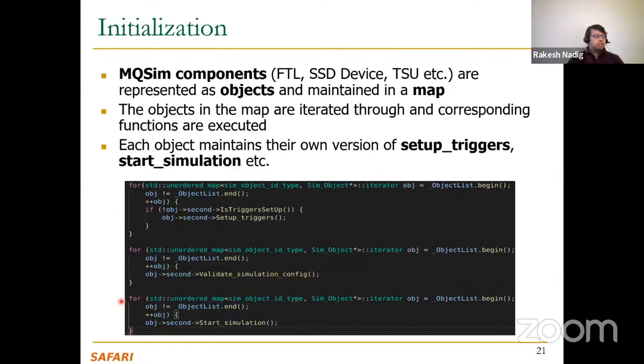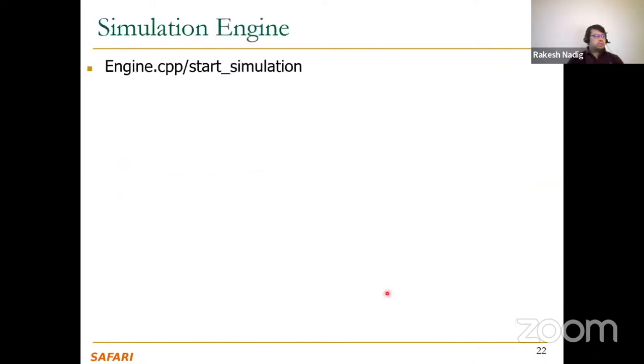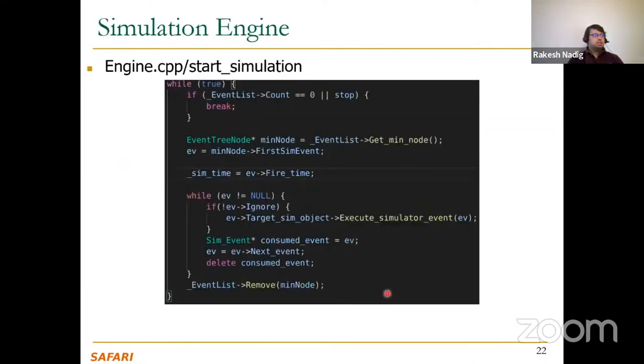And then it will also go through the different objects, and it will execute the start simulation. That is the entry point for all these objects. In start simulation, we have a while loop, which will look at the red black tree that I just mentioned before. It will try to get the different nodes from the tree, and it will get the node with the least timestamp.